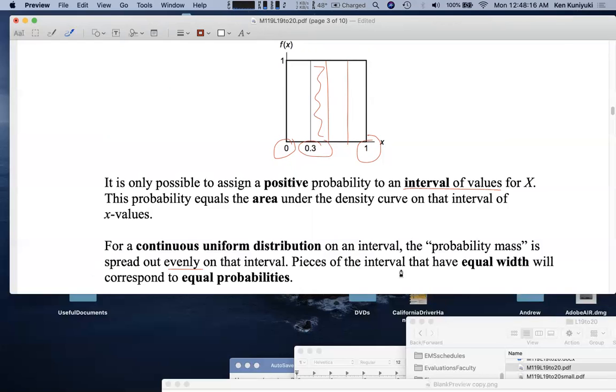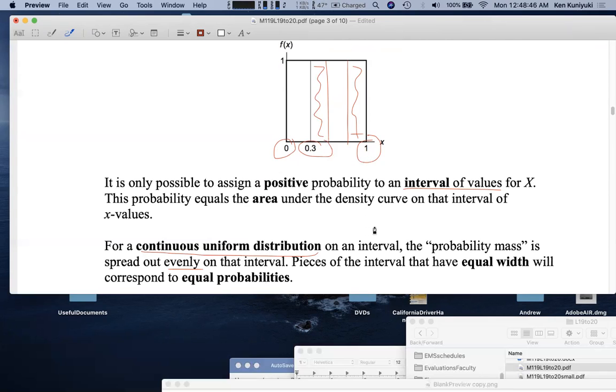For a continuous uniform distribution on an interval, the probability mass is spread out evenly on that interval. So pieces on the interval that have equal width will correspond to equal probabilities. So for example, let's say that the interval here is the same width as the interval here, from here to here. Then for a continuous uniform distribution, the area of this bar here will equal the area of this bar here, and the corresponding probabilities are equal. And that's true for continuous uniform distributions if you're talking about intervals that are between 0 and 1.